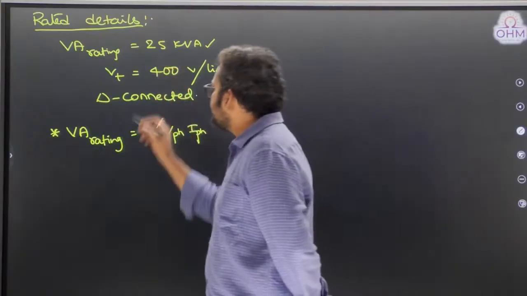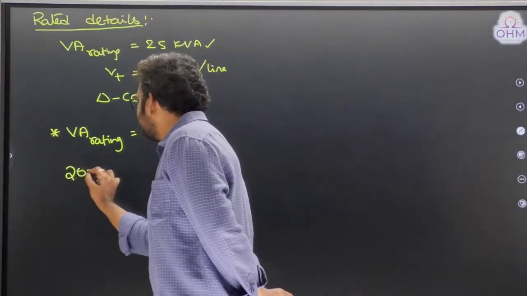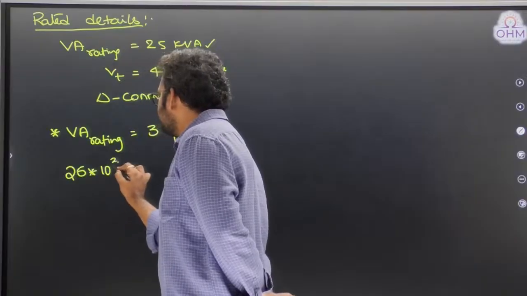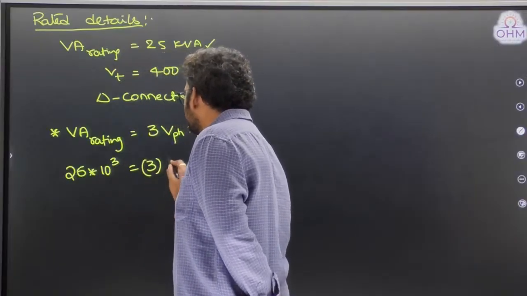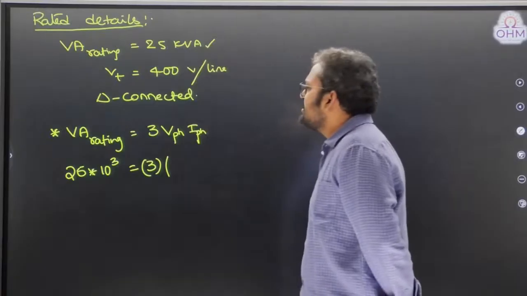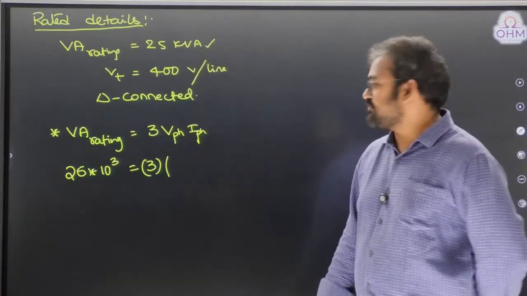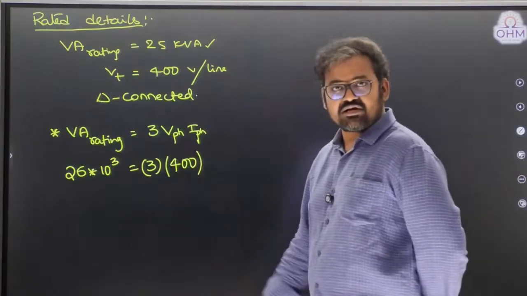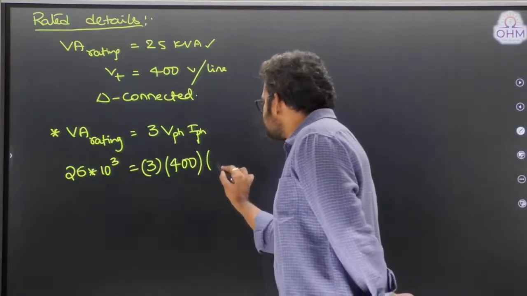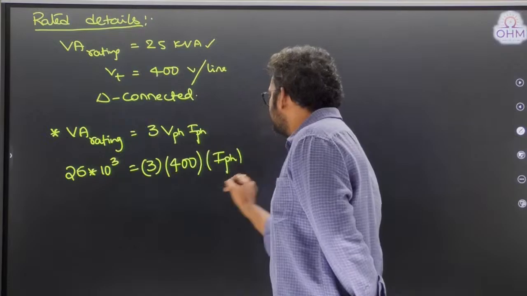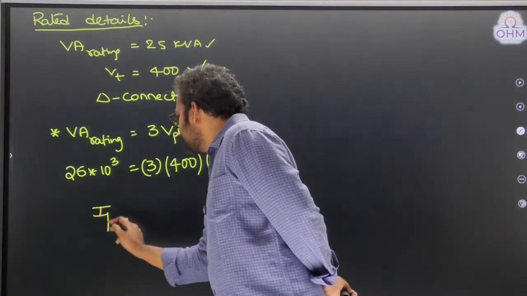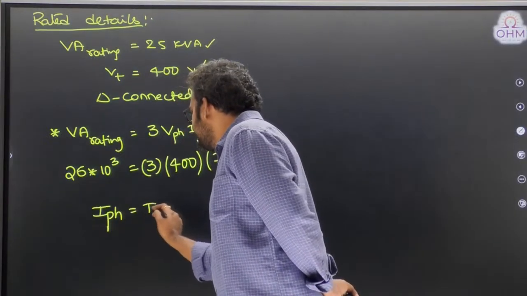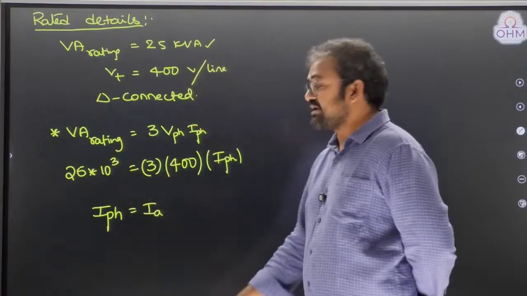What is the VA rating? 25 kVA, that is 25 into 10 power 3 is equal to 3 into, what is the phase voltage? Yes, line voltage was 400. That means, can I say phase voltage is also 400 because machine is delta connected. And phase current is the unknown. You try to calculate this phase current. This phase current is indirectly equal to armature current at rated condition.